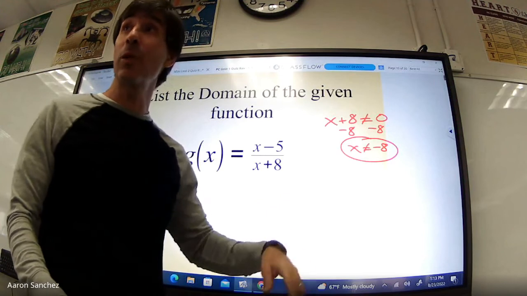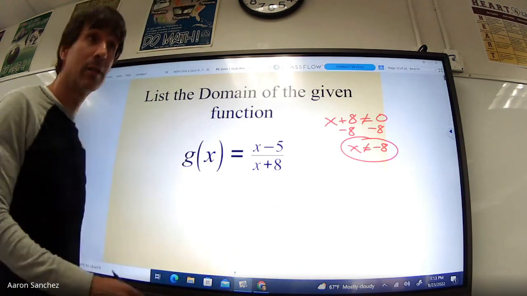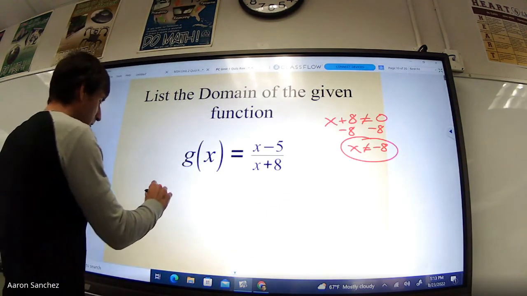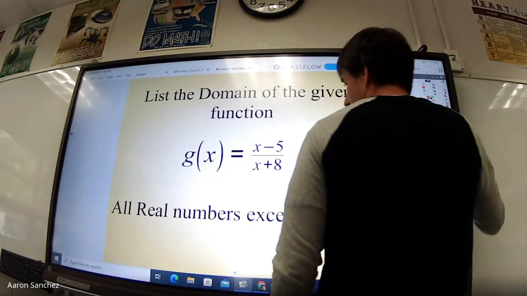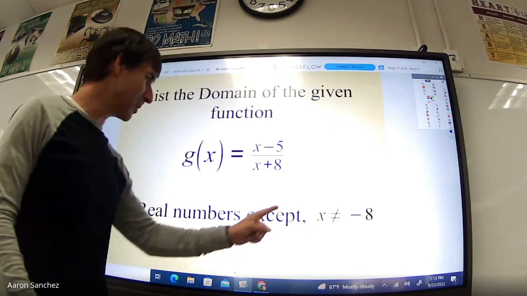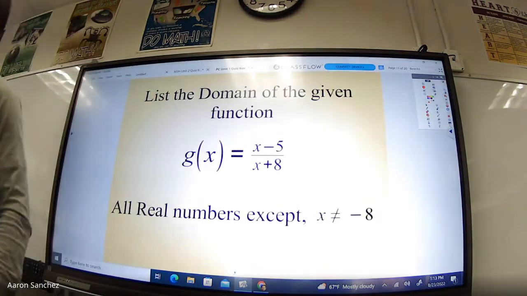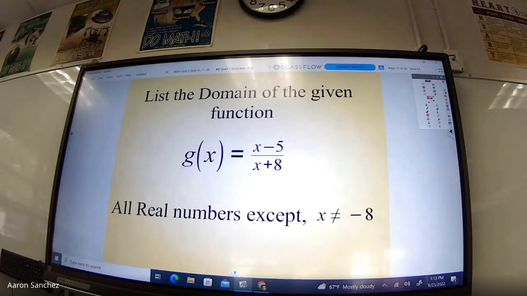And how do we say we can put in any x? All real numbers. I have it written down. All real numbers except x cannot equal -8. And that's all you've got to do. All real numbers except x cannot equal -8.